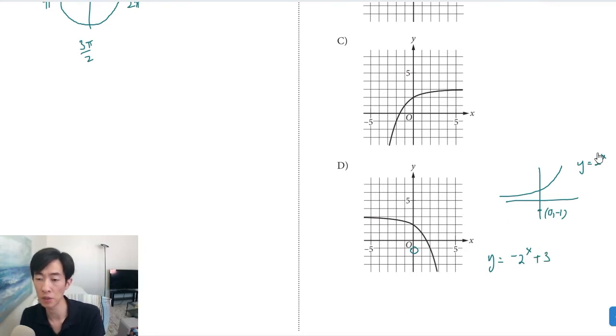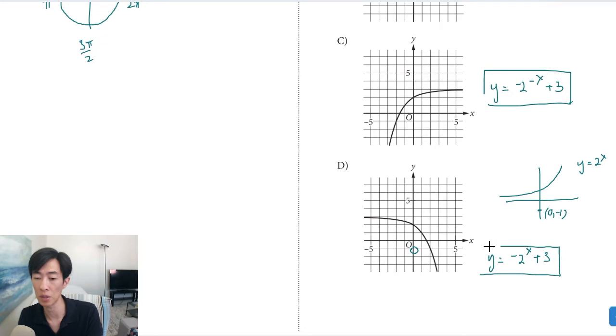D is the easier graph when you're using the one I told you to memorize as a reference, because notice what choice C is. C is basically D, but flipped over the y-axis. And so all you really need to do is negate the x for choice C. So you've got y equals -2 to the negative x plus 3. And these are basically the equations for the answers.